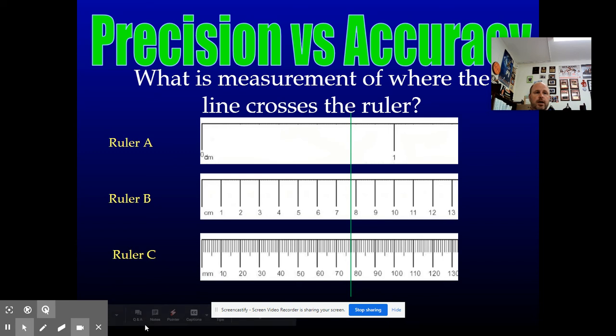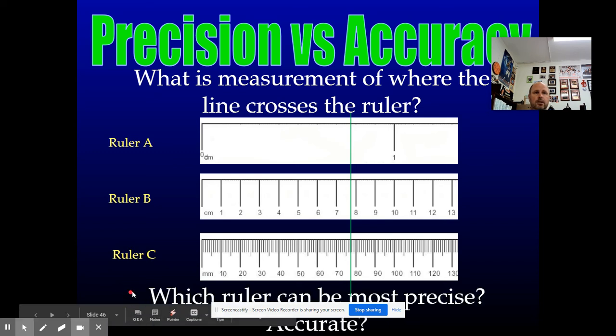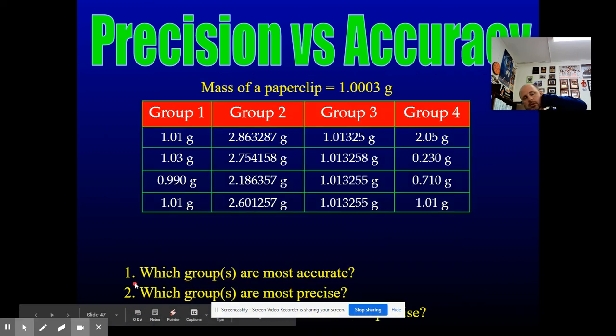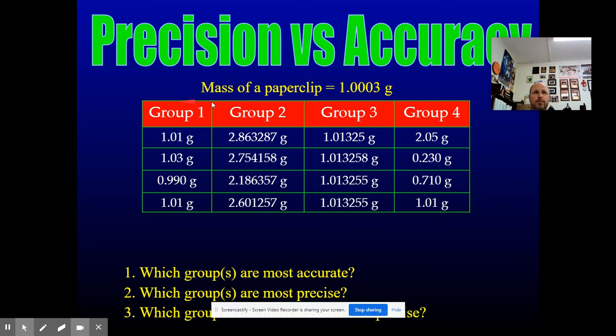All right, so now we go on to the numbers game. Here we go. We're talking about this in terms of precision and accuracy. Something that people always miss when we do this in class is the actual mass of a paperclip is 1.0003 grams.